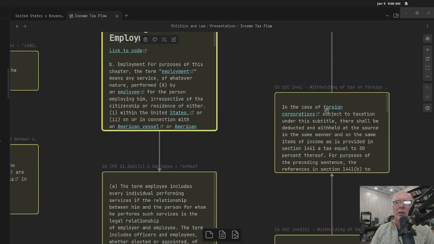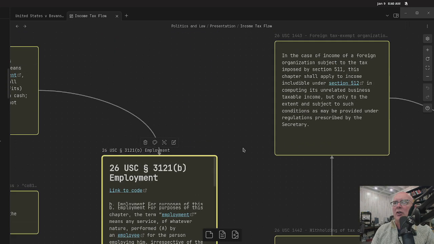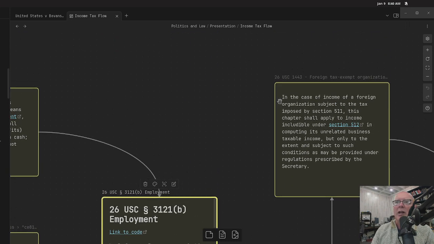1442 is related to foreign corporations. So this would be a situation where you have a foreign corporation that's making money from within the United States, then they have to pay the tax. So this says in the case of foreign corporations subject to taxation under this title. So again, you have to be subject to the tax, which the only subject to the tax is whether or not the money came from within the District of Columbia. And so that's your 1442. Here is 1443, and this is related to tax-exempt organizations.